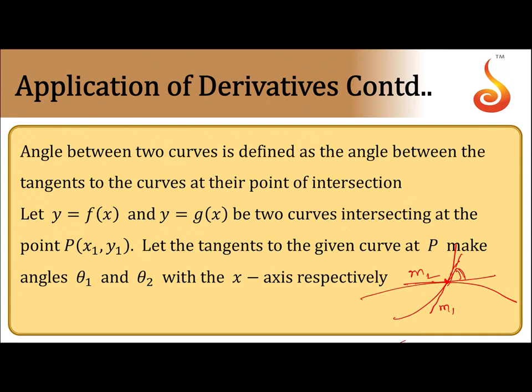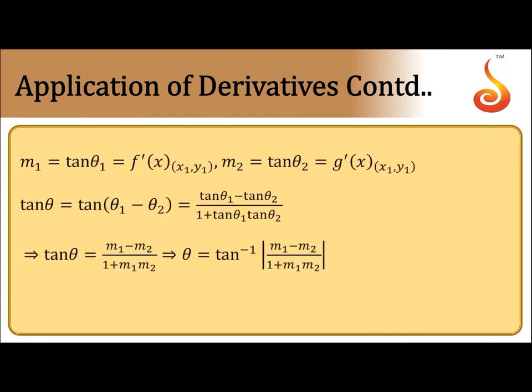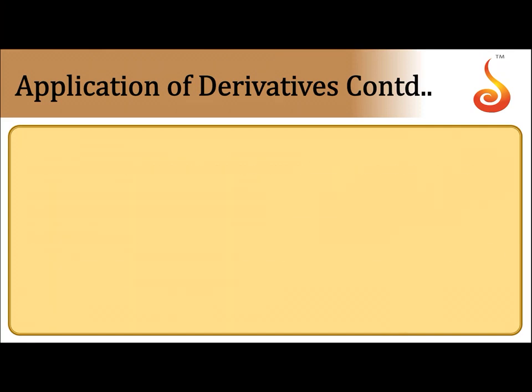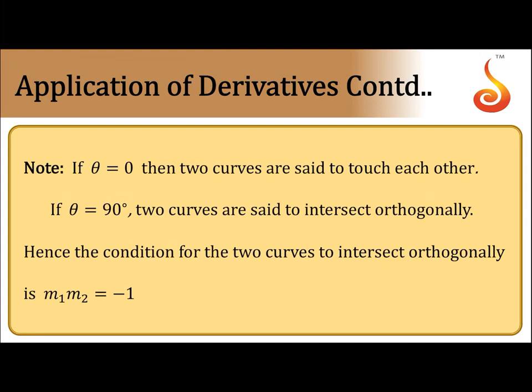Then calculate the angle between them by using the formula tan theta is equal to (m1 minus m2) by (1 plus m1 m2). This is the formula, provided m1 m2 is not minus 1. Suppose m1 m2 is equal to minus 1, the curves are said to cut each other orthogonally, and the angle between them is 90 degrees. Suppose the two curves are touching each other, then m1 is equal to m2, the two tangents are parallel to each other, and the curves are said to touch each other.